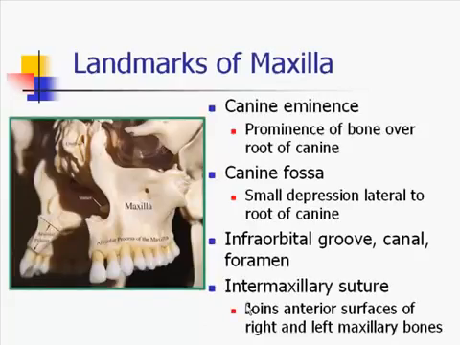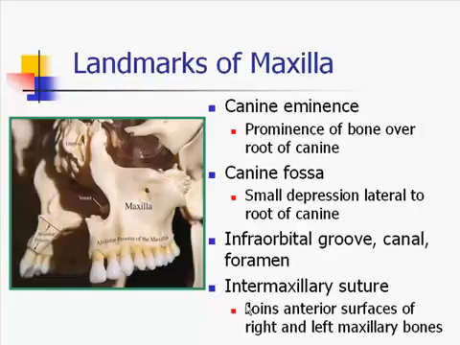Let's look at all of the different facial bones. We'll start with the maxilla. Different landmarks we want to be familiar with is the canine eminence, which is the prominence of bone over the root of the canine. So if you were to put your finger on the gingiva above the canine, on the root there, you'll notice that it comes out. It's very prominent. That is the canine eminence.